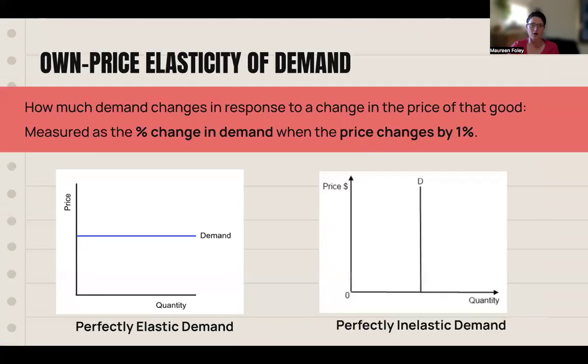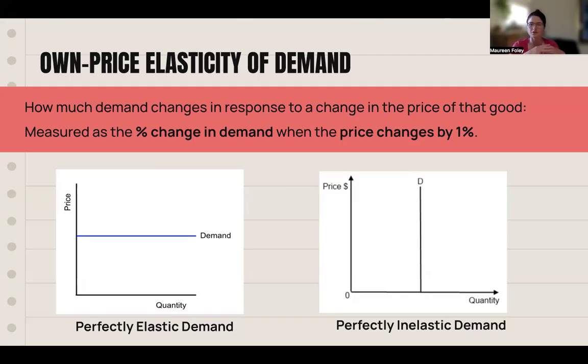So let's jump into own price elasticity of demand. This is defined as how much demand changes in response to a change in the price of that good. So you'll often see this referred to just as price elasticity of demand. We're going to specify own price, like the good's own price versus the price of another good. We're not using own here like I bought and I own it now, not the owner. No, we're talking about the good's own price elasticity of demand. And we measure that as the percent change in demand when the price changes by 1%.